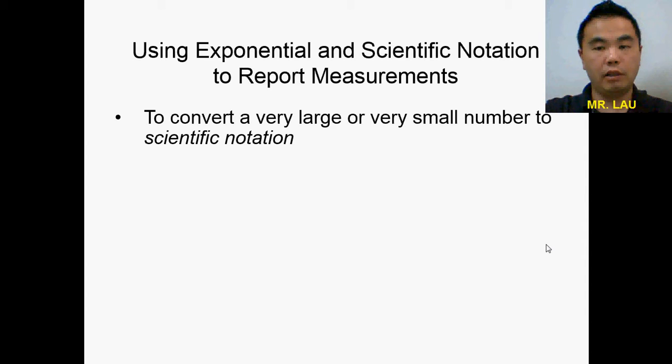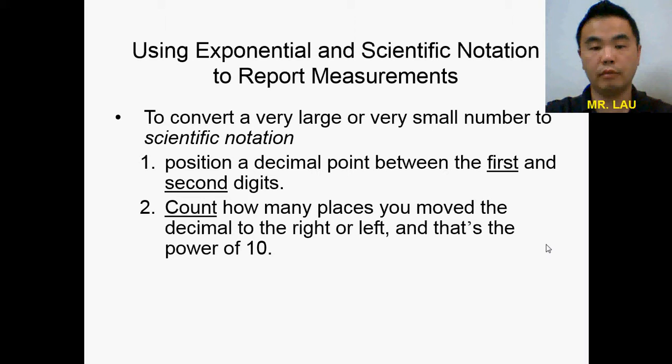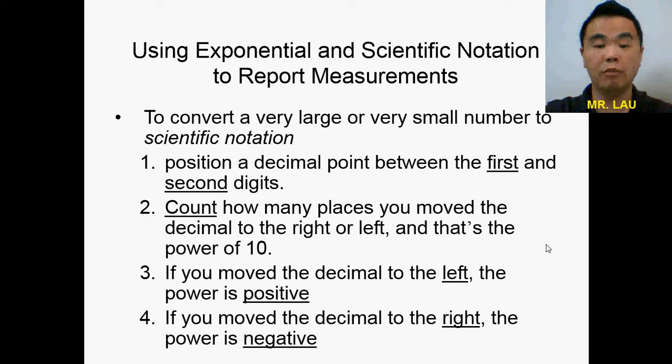To convert a very large or a very small number to scientific notation, we have to follow a couple of simple rules. We always position a decimal point between the first and second digits. Then we count how many places you moved the decimal to the right or the left, and that's the power of 10. If you move the decimal to the left, the power is positive. If you move the decimal to the right, the power is negative.